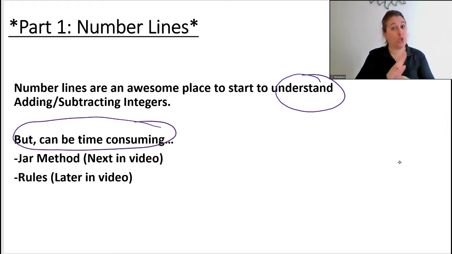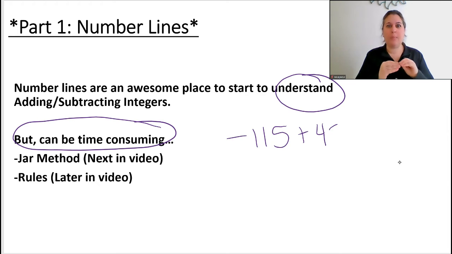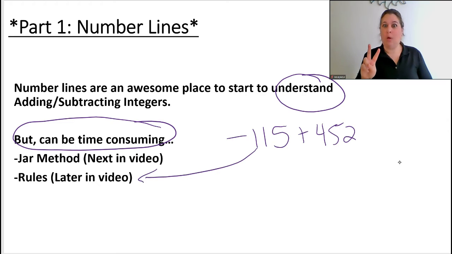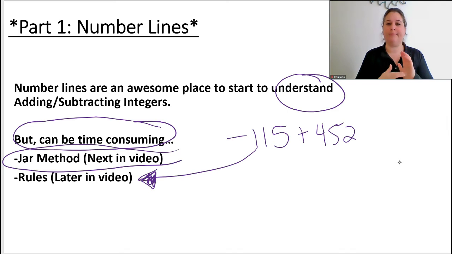Very time consuming. Meaning you're not going to want to use a number line if I give you -115 plus 452. You're going to want to use the rules. But before I get to that, we're going to talk about the jar method, which is just another small strategy to help you remember how to add and subtract integers.